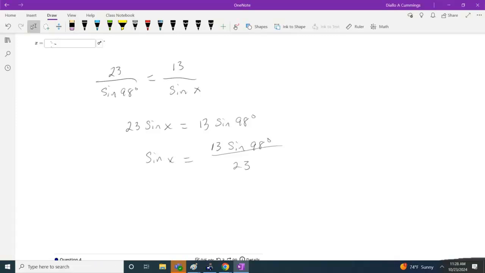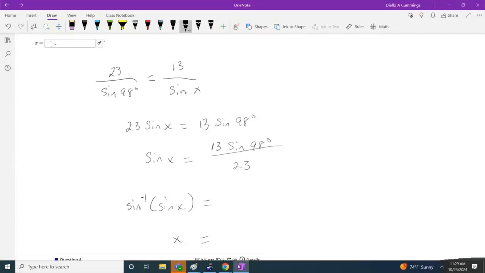So keep in mind now, our answer is an angle measure. So I want to find x, not the sine of x. In order to find x, I have to take the arc sine of both sides, or what we talked about earlier. So if I take the arc sine of the sine of x, that's an identity which just gives me x.